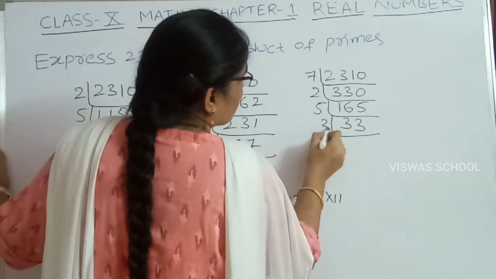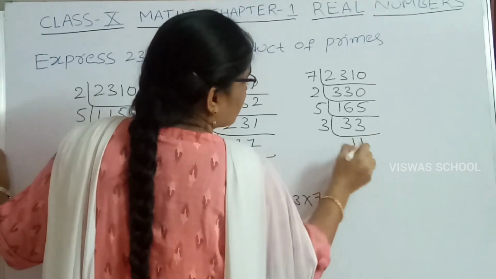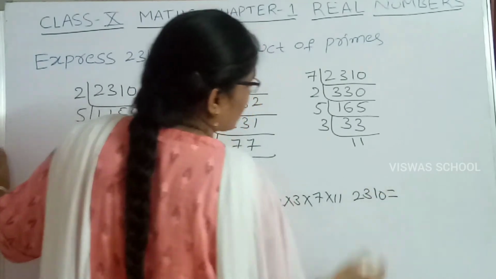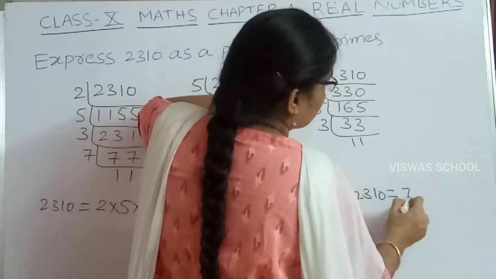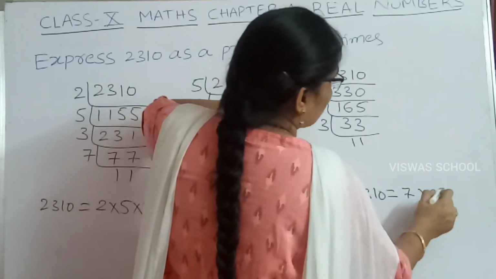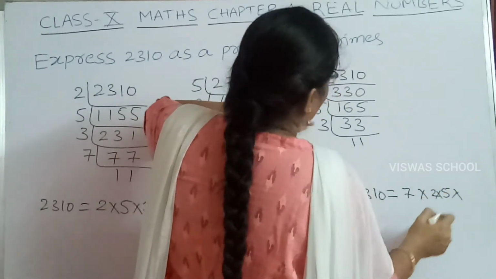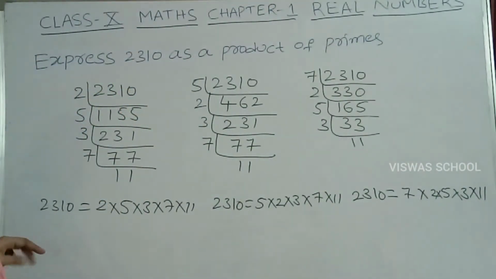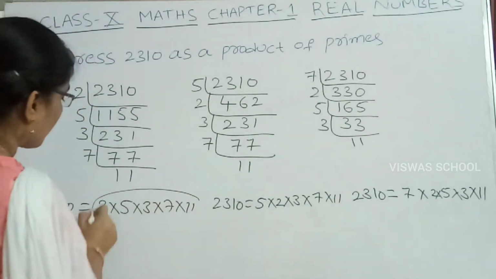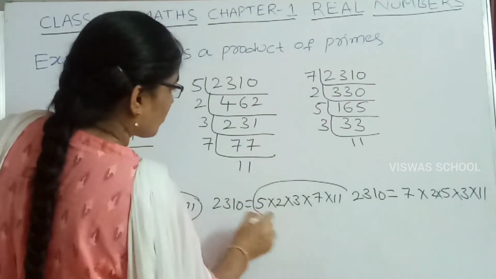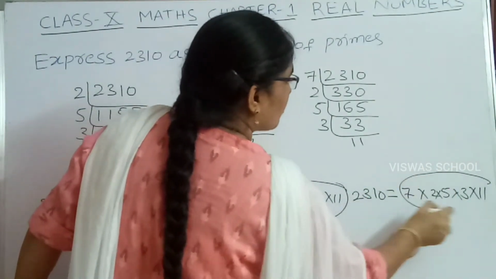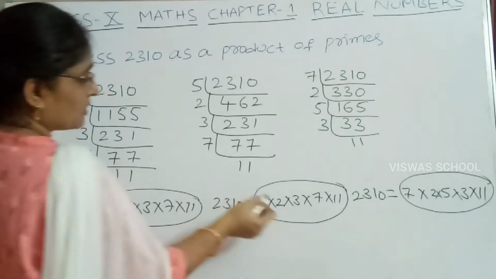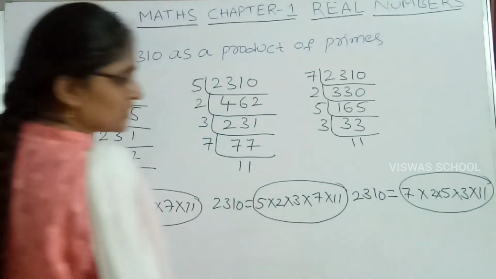Next, 3 11s are 33. That is, here also 2310 is expressed as 7 into 2 into 5 into 3 into 11. Once you observe all these three here, which prime factors occur in this? 2 is a factor, here also 2 is a factor, here also 2 is a factor.